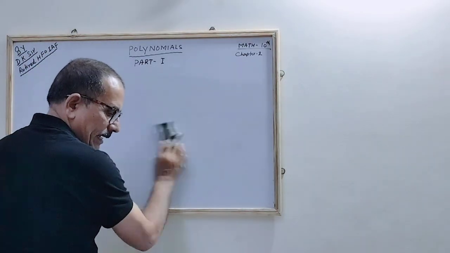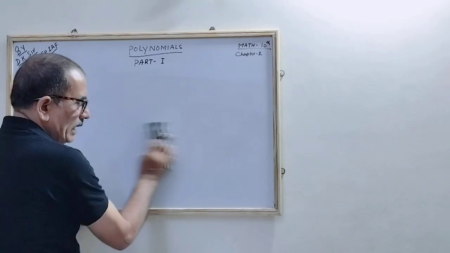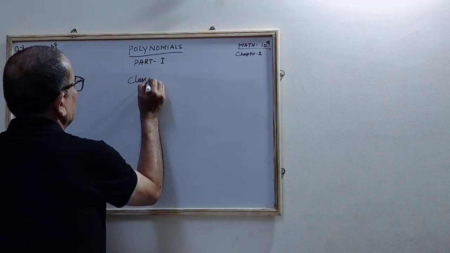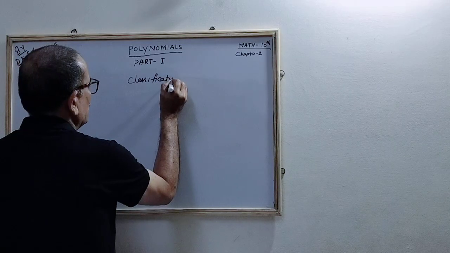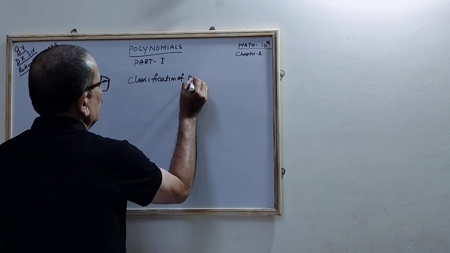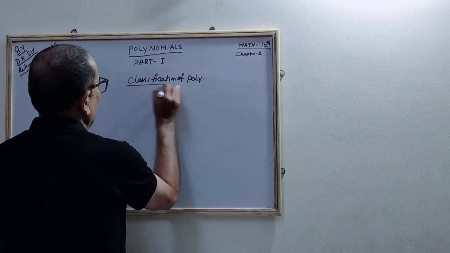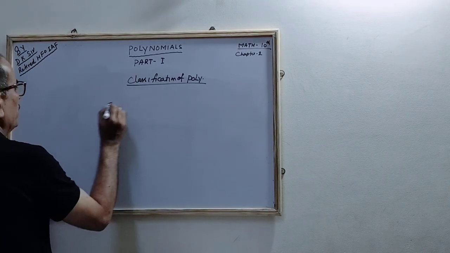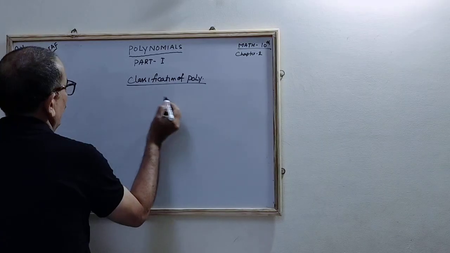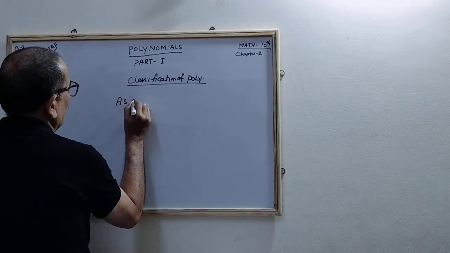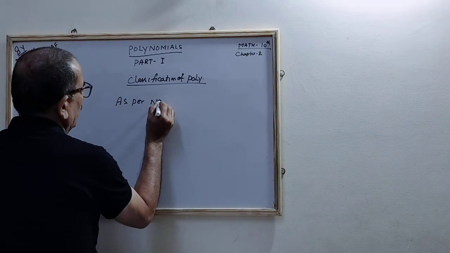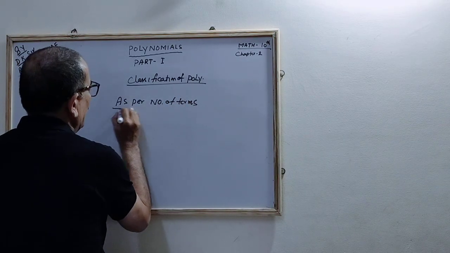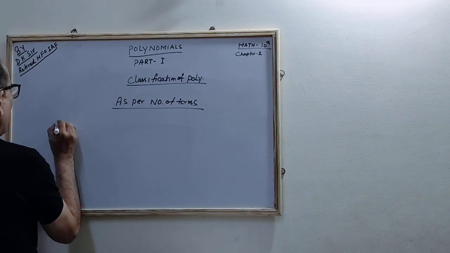The next is the classification of polynomials. I will write it in short. The classification of the polynomial: there are two ways by which you can do the classification. How can you do it? As per the number of terms. As per the number of terms, they are of three types.